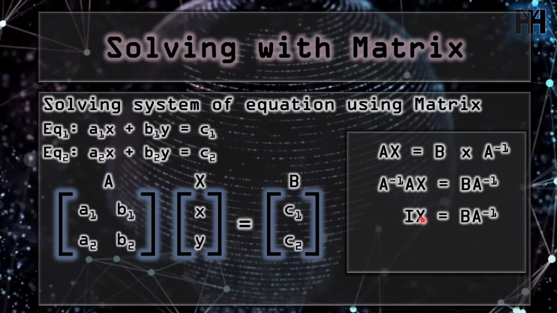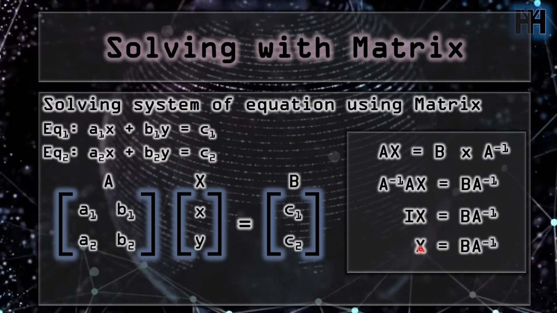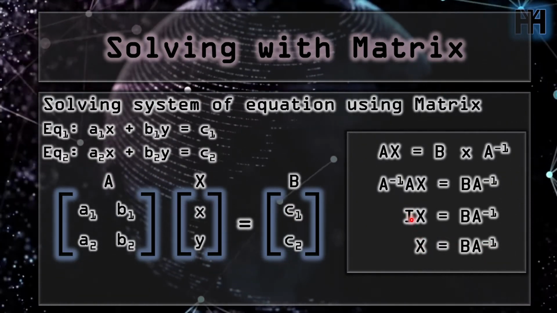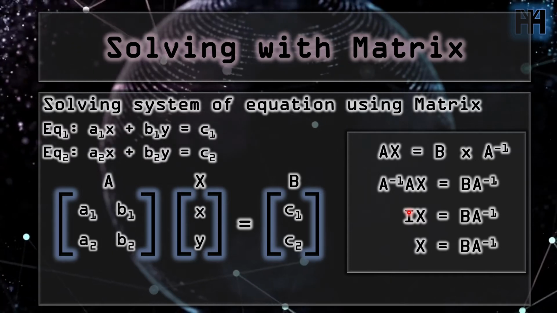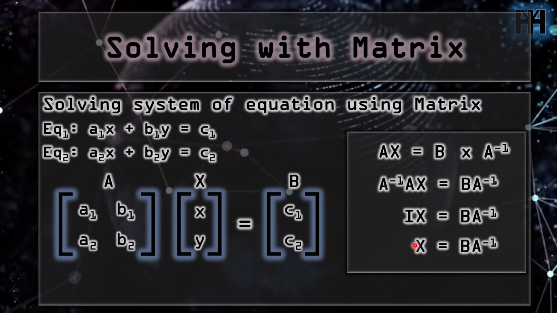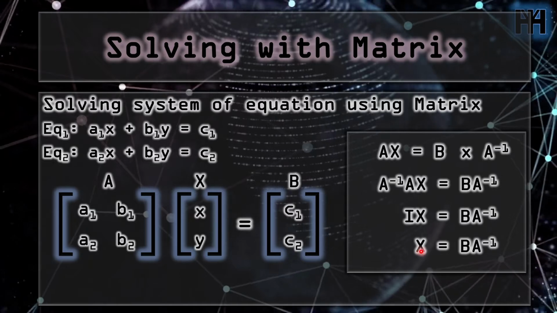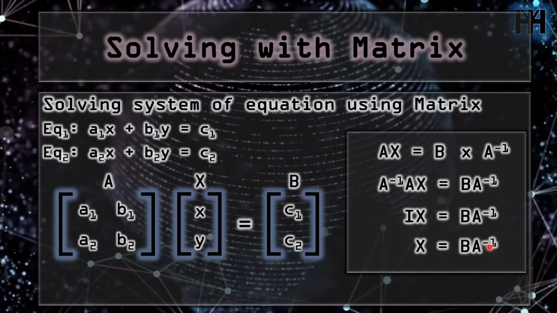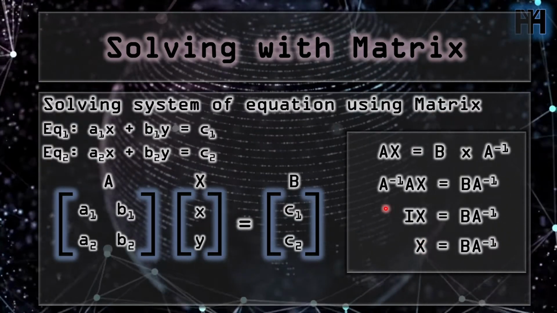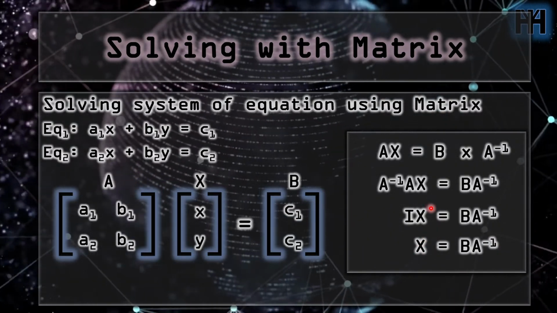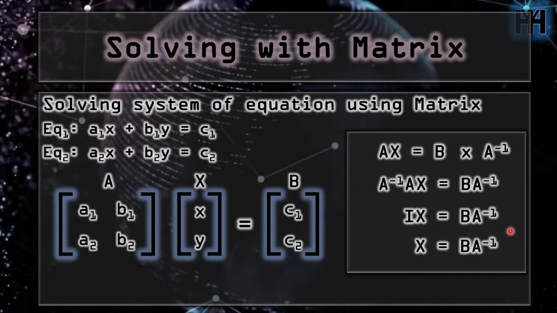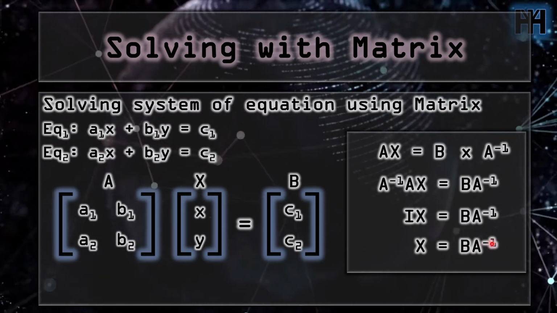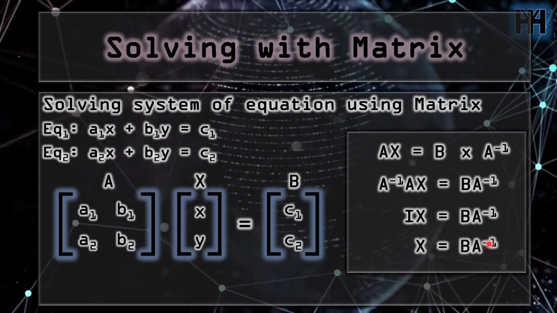So X will be equal to B times A inverse. As you see here, the identity matrix is just like the one in normal multiplication. It won't affect the multiplication. So we will multiply the matrix B by the inverse of matrix A to get the value of matrix X. You see, very easy. You don't even need this proof, you will just need this part: B multiplied by the inverse of matrix A. That's it. You see how easy it is?